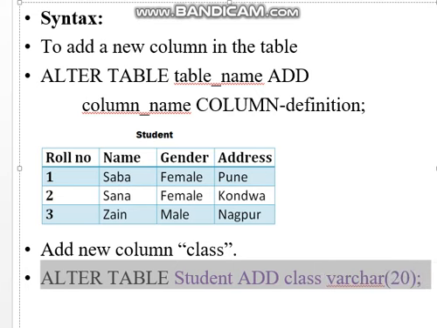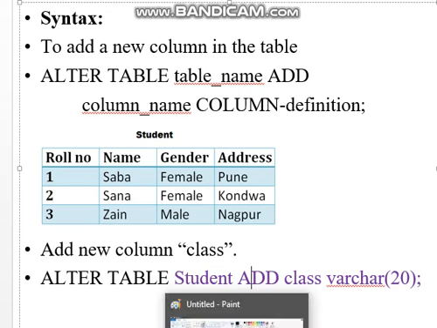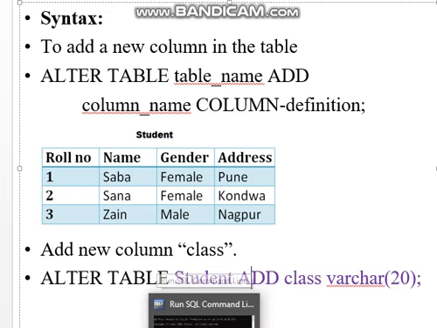So this is the syntax: alter table. What is the table name? This is student. Then add, because we want to add, we will be using the add keyword. And then what I want to add, I want to add a class. And what is the data type of class? It is character 20. The data type depends on the user. You can take character also, you can take variable character also. Now we will see this by using the example.